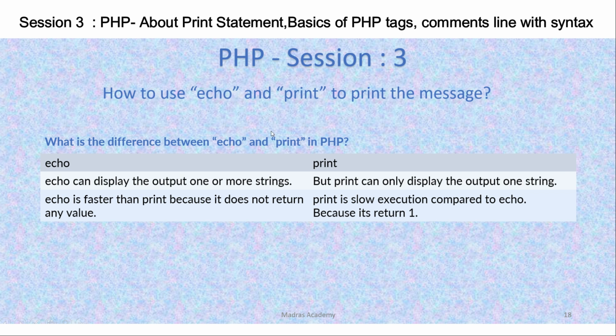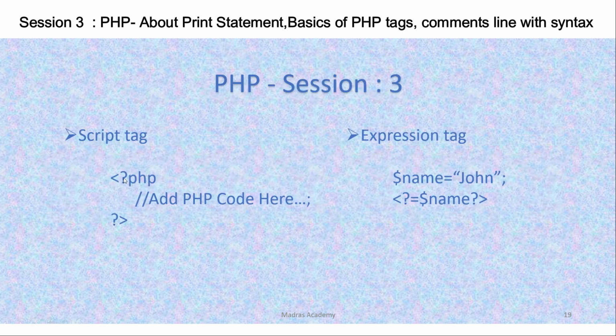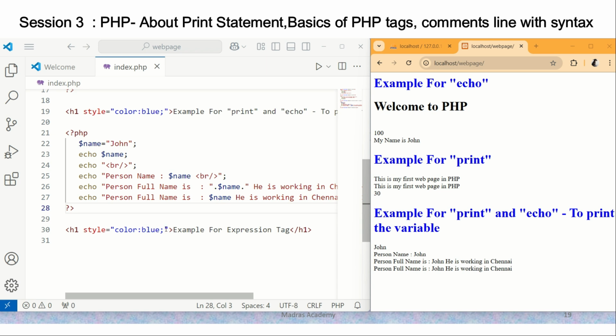And how to add the script tag in our PHP page, that also I explained. In that page I'm having multiple script tags, and however many tags you need you can add, not a problem in that. And next, how to use the expression tags. This is the expression tag. Without echo or print we can print the message here. So how to print it, we'll see that. Next, an example for the expression tag.